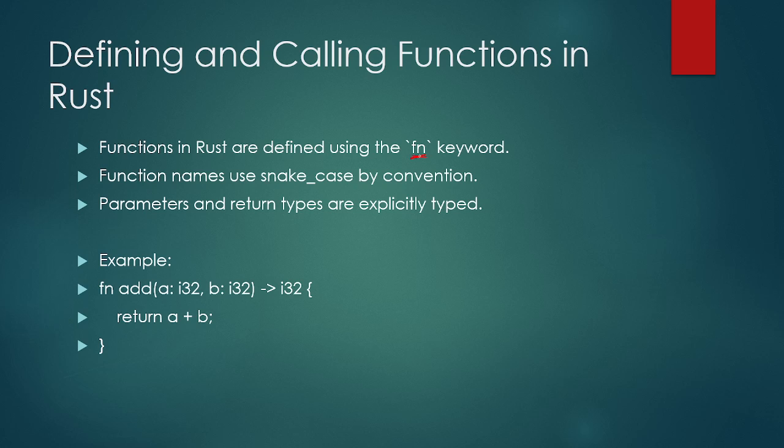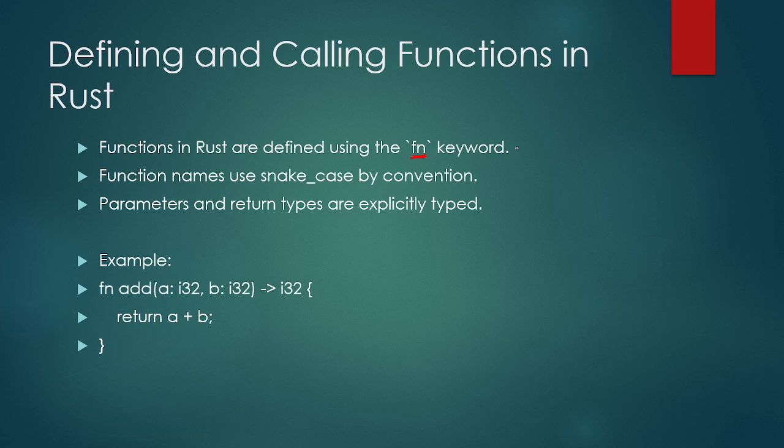In the case of other languages, like Python, we use def, and other languages also use different types of keywords. But in the case of Rust, if you want to declare any function, you first have to declare it with the help of this keyword fn.